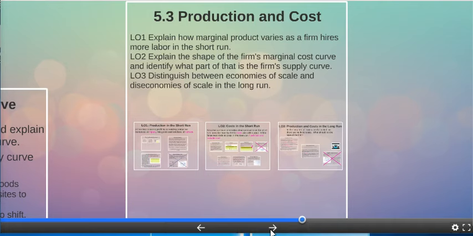So, 3 learning objectives. First, we're going to explain how marginal product varies as a firm hires more labor in the short run. Then we're going to explain the shape of the firm's marginal cost curve and identify what part of that is the firm's supply curve. We're going to skirt over a little bit of this. And then learning objective 3, distinguish between economies of scale and diseconomies of scale in the long run. So learning objective 3, you guys will get. Learning objective 2, I'm going to skirt over a few things, and then 1, we're just going to cancel one little slide.